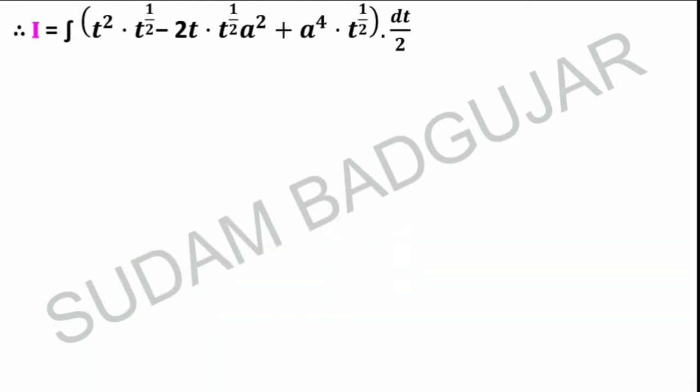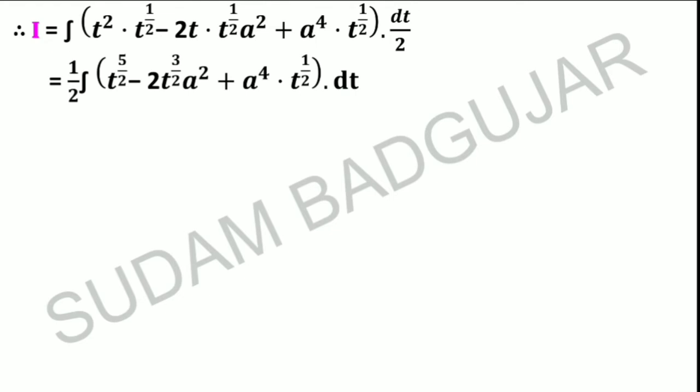Therefore I is equal to t square into t raised to half, minus twice t into t raised to half into a square, plus a raised to 4 into t raised to half, into dt by 2. Now again you have to apply the laws of indices. You have to write the 1 by 2 outside, that is 1 by 2 into the integration of t raised to 5 by 2 minus 2 into t raised to 3 by 2 (1 plus half means 3 by 2) into a square plus a raised to 4 into t raised to half into dt.